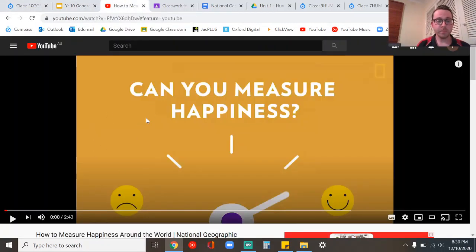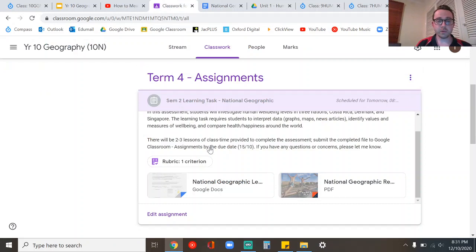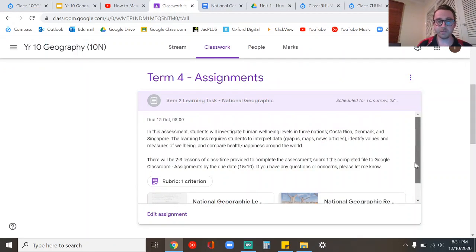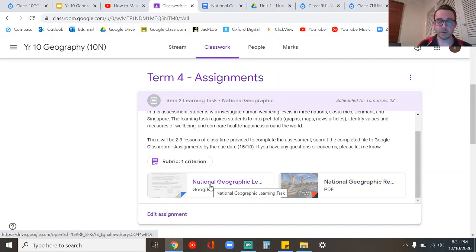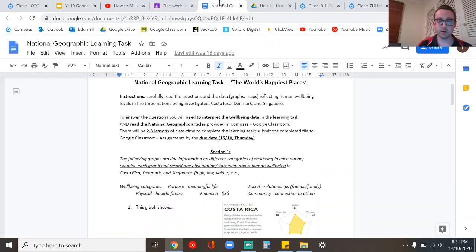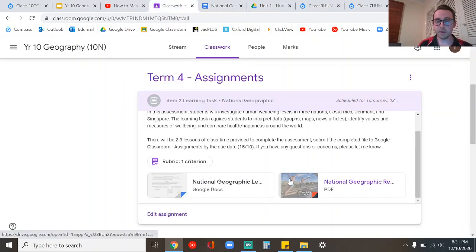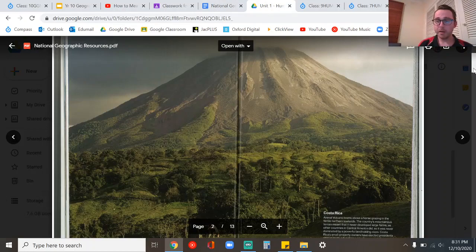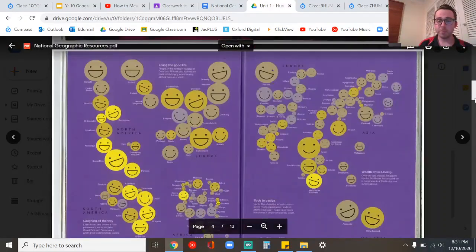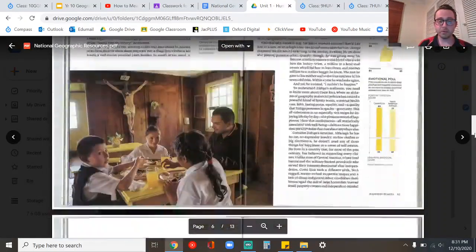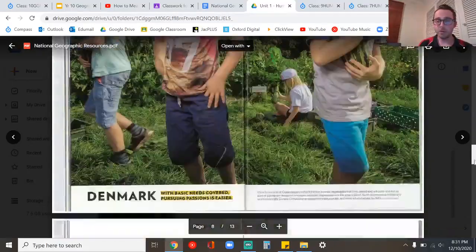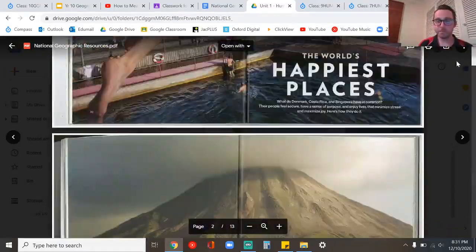the slides. Then you're going to Google Classroom, and you're looking for the Sem2 Learning Task National Geographic. So we've got the learning task file here, so the Google Doc that I'll be reading through, the instructions, the questions, where you're putting your answers. And then this file right here is a nice little PDF of all the photos, all the graphs, all the maps, and the articles that you'll be using in this learning task.